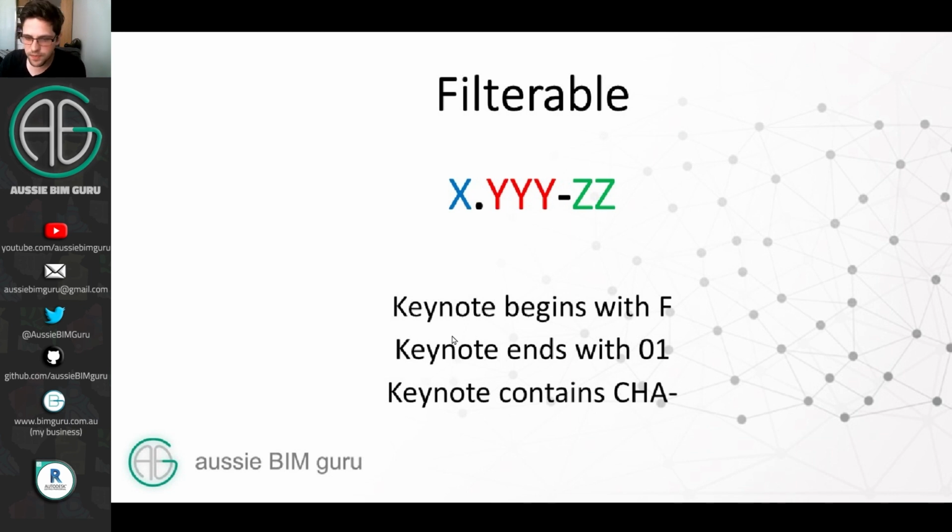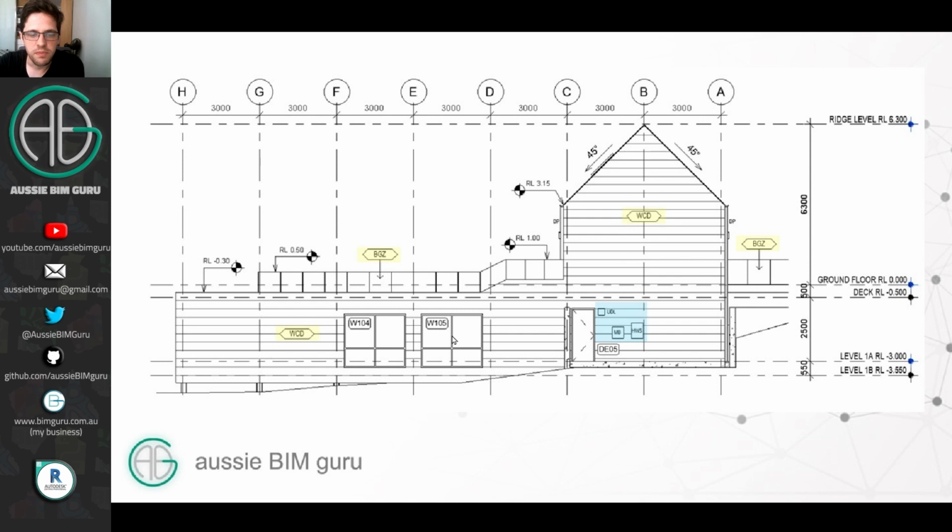Here's an example of just me using some keynotes in an elevation. I've highlighted the material keynotes in yellow. So in this case, you can see they're typically sitting upon the surface of something.